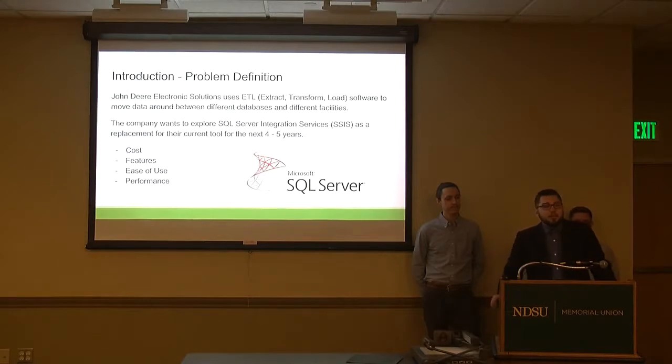Which comes down to the problem: John Deere collects a lot of data. This is from manufacturing and customer orders. And they move this data back and forth between different databases and different facilities. In order to do this, they use ETL software, extract, transform, and load, to extract the data from some sort of source, transform and modify it in some way, and then load it to another destination.